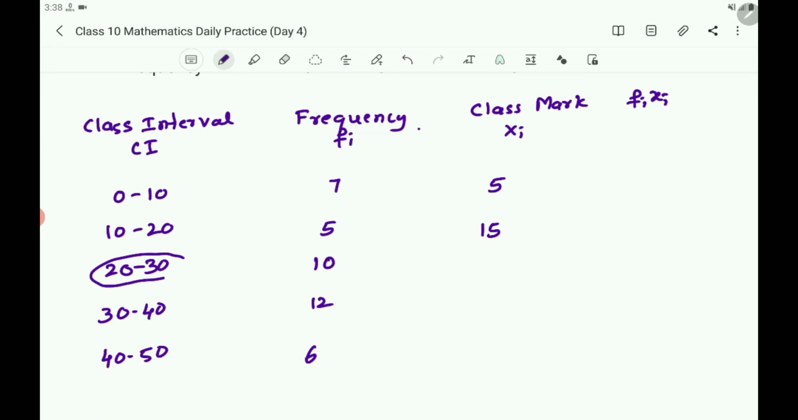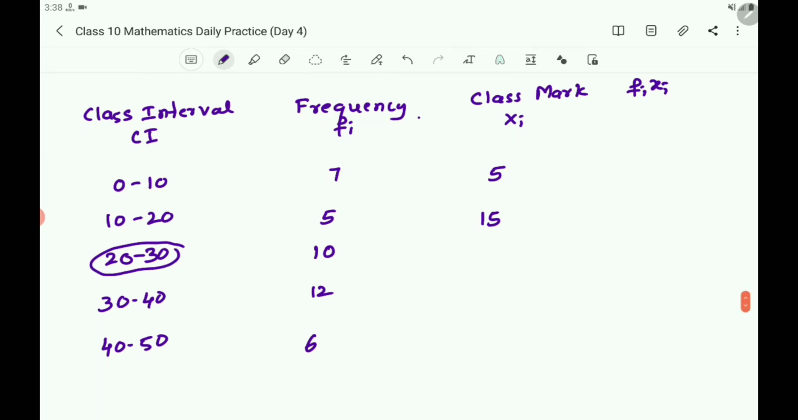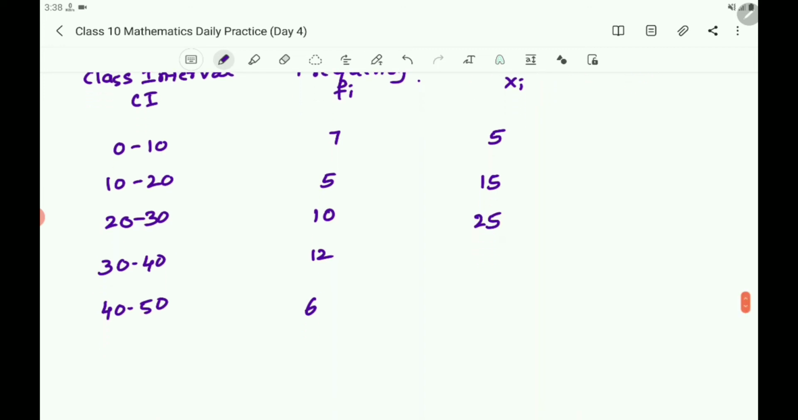Next 20 plus 30 by 2. 20 plus 30 is 50. 50 divided by 2 is 25. Next 30 plus 40 divided by 2. 30 plus 40 is 70. 70 divided by 2 is 35. Then next 40 plus 50 divided by 2. 40 plus 50 is 90. 90 divided by 2 is 45.